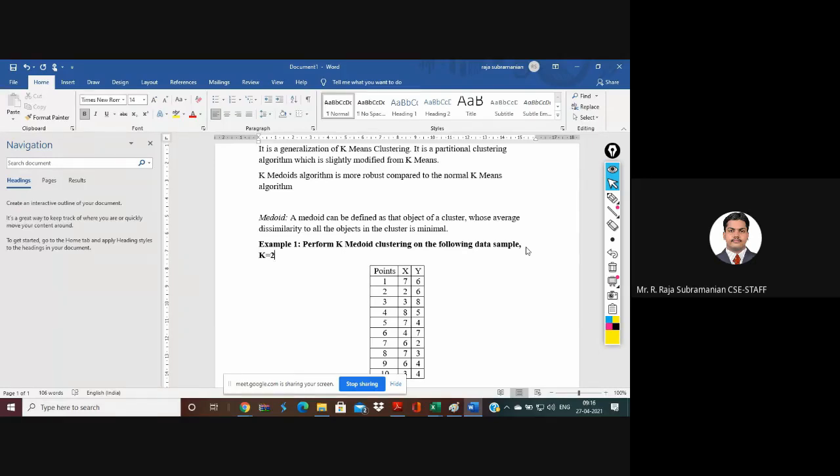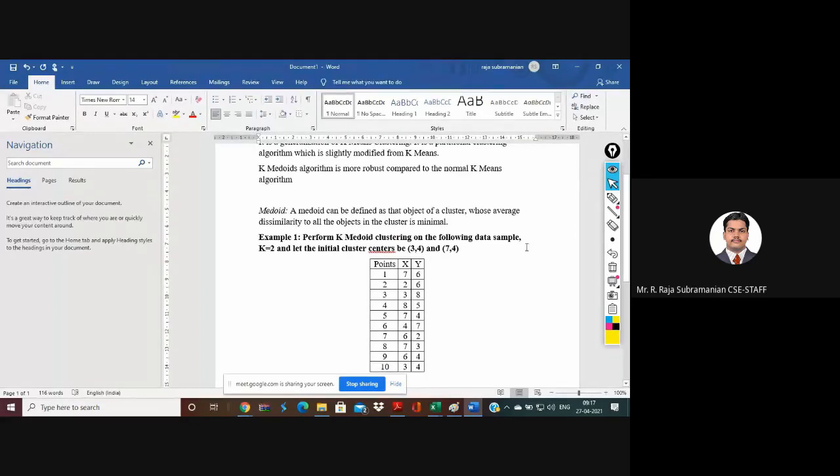So the K value is given, and let the initial cluster centers be assumed. The developer can also make some changes to the initial cluster centers. So I'm setting them to be 3, 4 and 7, 4. So these are the things we actually have.